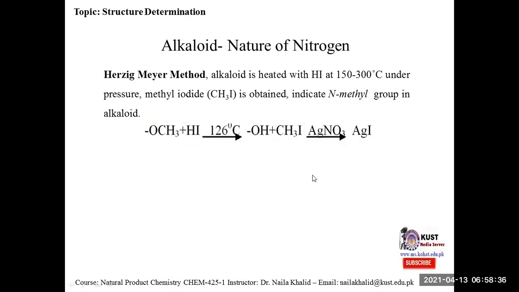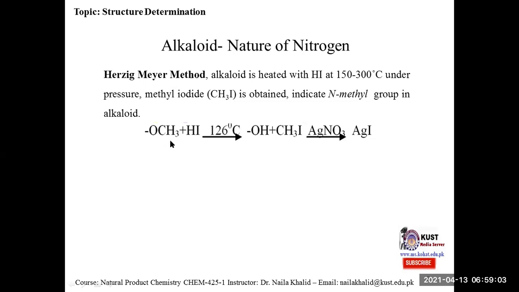A very important test is the Herzig-Meyer test. This Herzig-Meyer test is used to determine N-methyl groups in alkaloids. It is very important because it is used to determine not only N-methyl but also O-methyl groups. You can also carry out this Herzig-Meyer test.